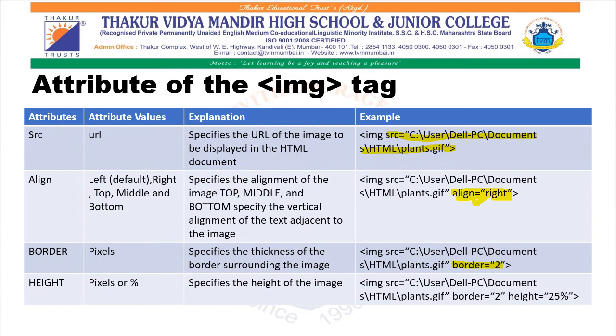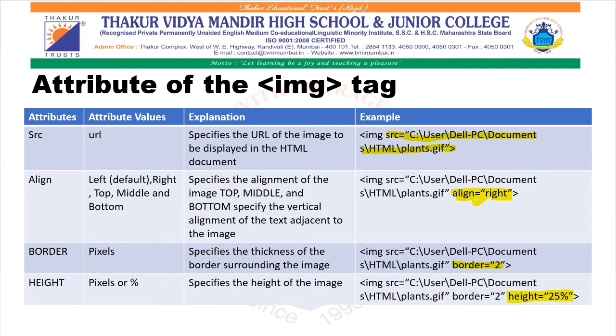The next is height. The attribute value specifies its measurement in pixels or percentage. This height attribute specifies the height of the image, that means how big the image will be. Here you can see the example where height equals 25%. 25% means 25% of the height of the screen will be occupied by the image plant.gif.